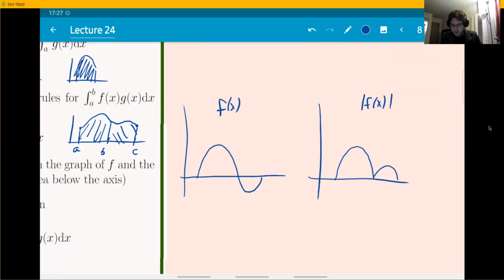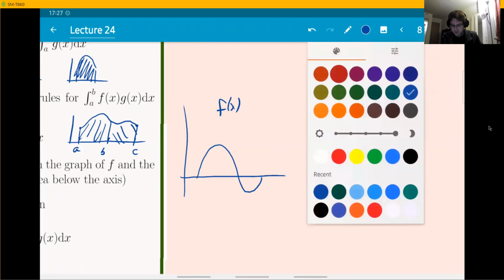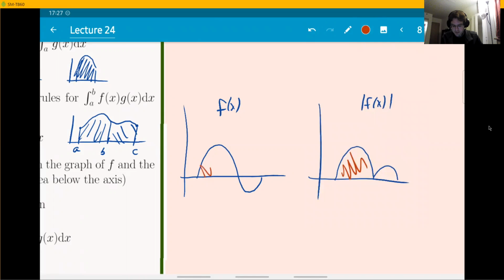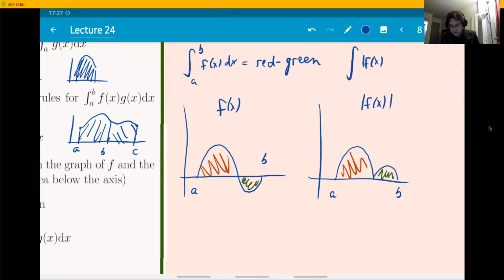So when you integrate this new function, the absolute value of f, the red area remains the same. Now the green area, which was negative before, is now positive. That's the point. Initially, let's say this is a and b, the integral of the original function would be red minus green. But the integral of the absolute value is red plus green. That's what this item is saying.